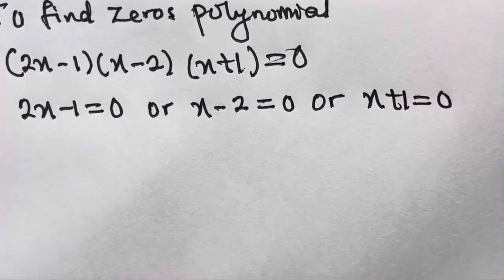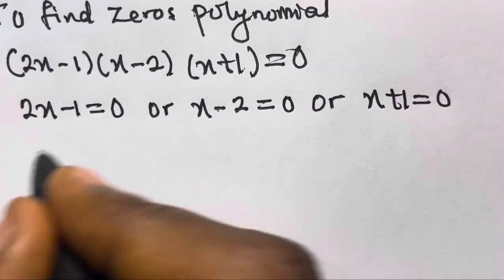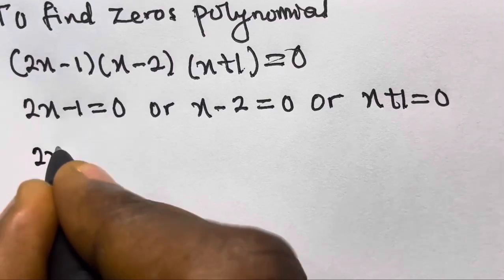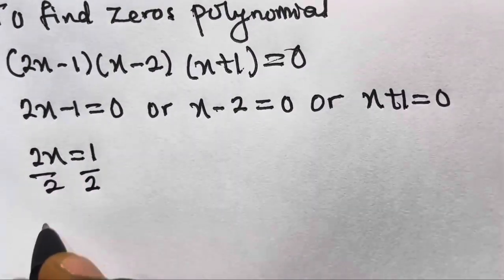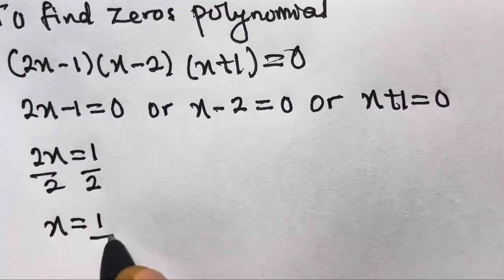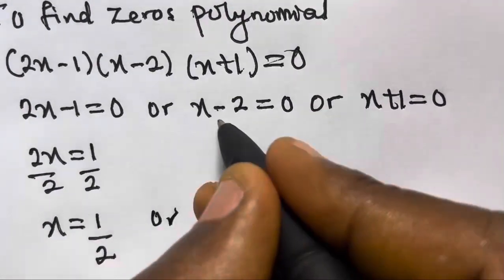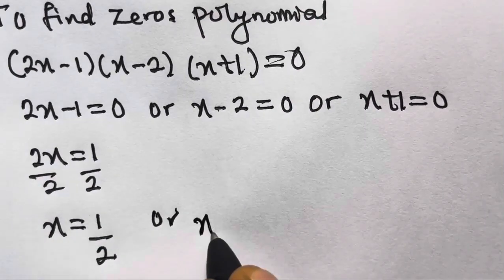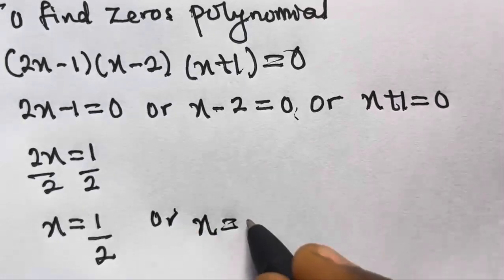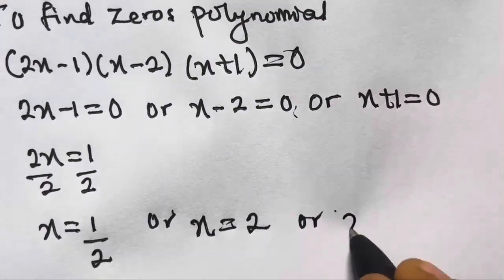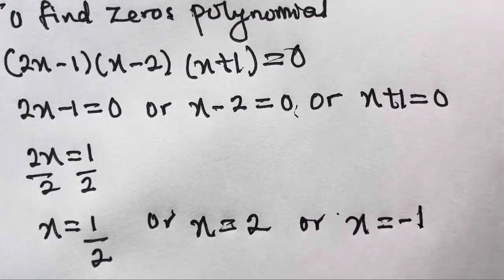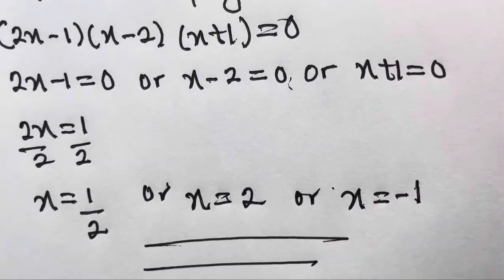From here, we transfer this here, we have 2x equals 1. Then if we divide both sides by 2, we will have x equals 1 over 2. Or for this one, we will have x equals, transfer minus 2 here, we have 2. Or then here you transfer minus 1, here we have x equals minus 1. So these are the zeros of the polynomial.